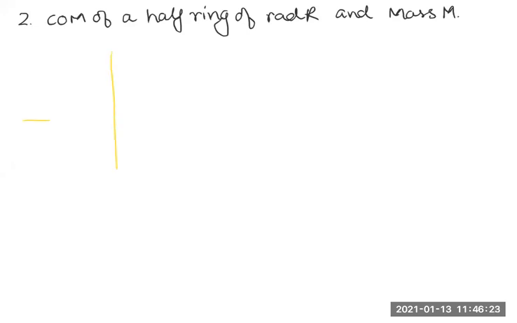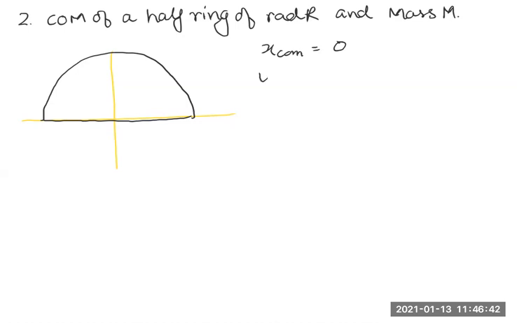So on the xy axis, we have the half disk, and we know that the x coordinate of center of mass is on the axis. We have to find the y coordinate of center of mass, which is integral y dm divided by integral dm.